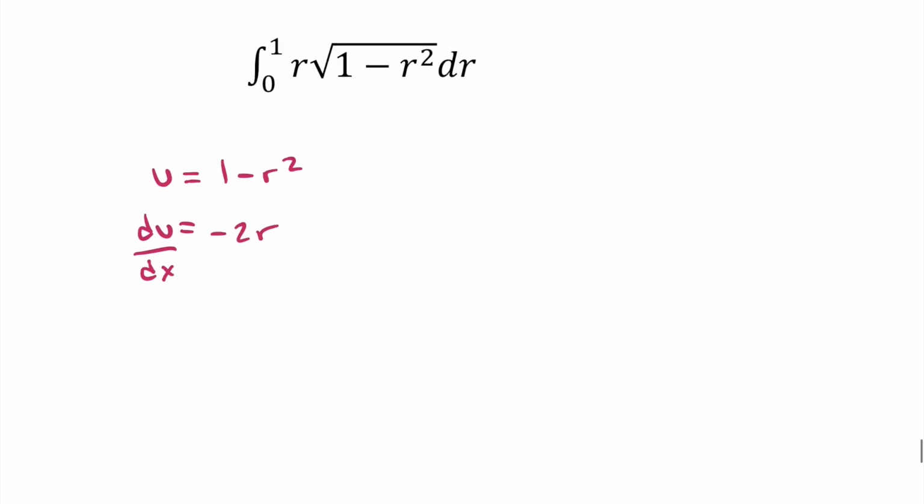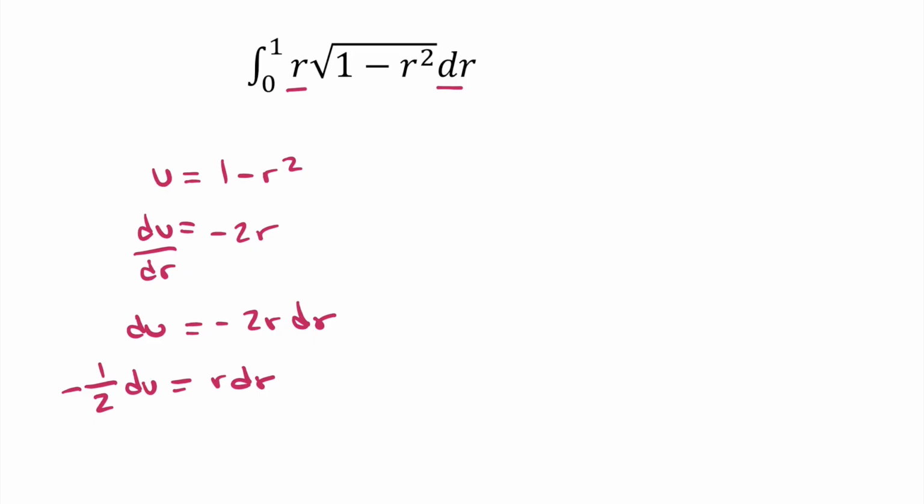I'm going to adjust this, so du, oh, sorry, I meant dr here. Dr, my apologies. This is equal to negative 2r dr. I have an r dr. I don't want the negative 2 there, so I'll divide both sides by negative 2. So negative 1/2 du equals r dr. There's my r dr.